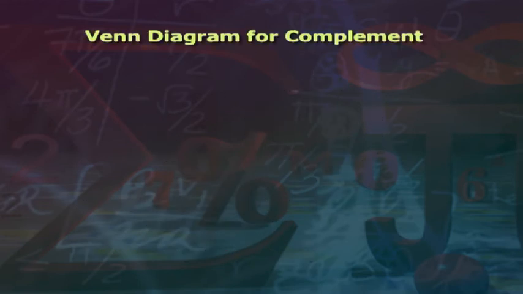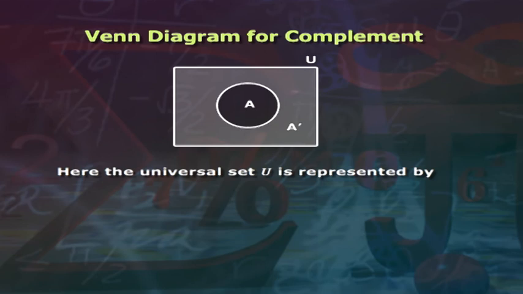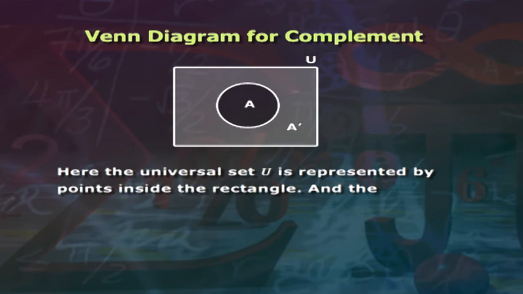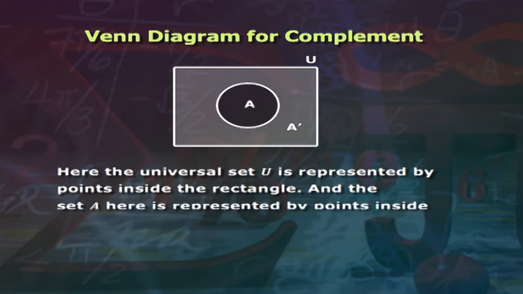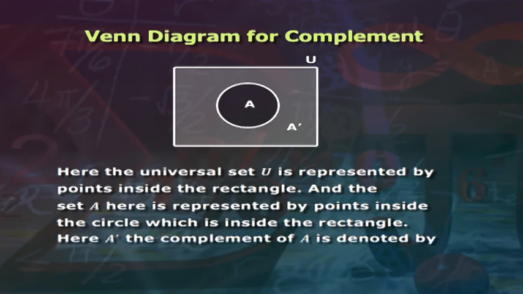Venn diagram for complement. Here, the universal set U is represented by points inside the rectangle, and the set A here is represented by points inside the circle, which is inside the rectangle. Here, A dash, the complement of A, is denoted by the shaded part.